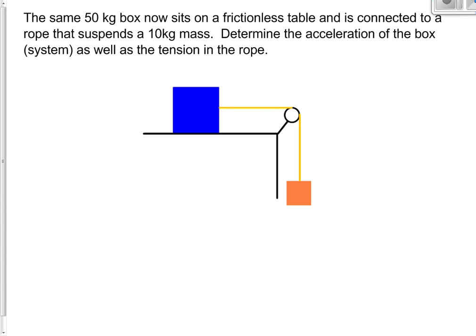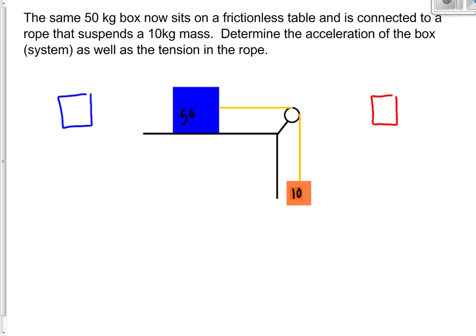So we have a 50 kilogram box, we have a 10 kilogram mass hanging, we have no friction, and we want to figure out two things. What's the acceleration of the box, and how much tension is in that string? So this looks a little bit like an equilibrium problem, but it's not, because the box is moving. So this is a situation where we have two objects, so I need two diagrams. Just like with equilibrium, two objects mean two diagrams.